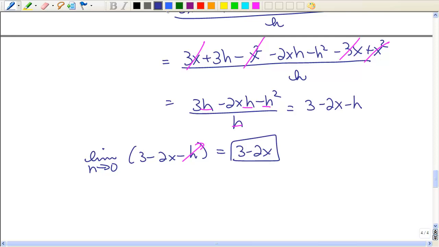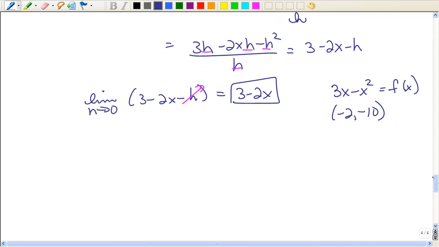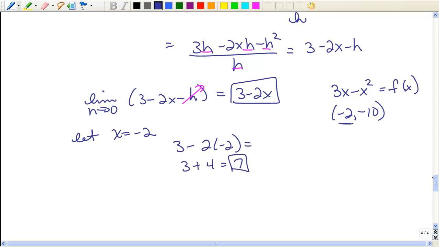Okay, now that's the slope of the tangent line of the function 3x minus x squared. So that's at any point. But the book asks us to do it at a specific point. So what do I want? It says I want to find the slope of the tangent line at a given point. So now I'm going to let x equal negative 2. So I'd have 3 minus 2 times negative 2. What is that? 3 plus 4 is 7. That is the slope of the tangent line to this parabola at this point.